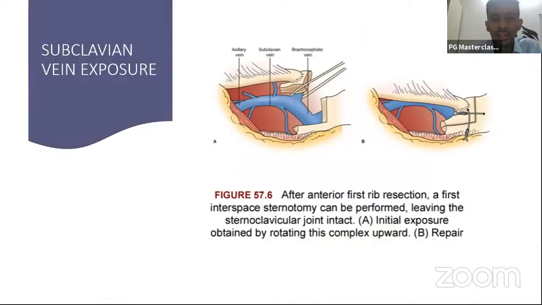The subclavian vessel exposure, as I had mentioned earlier and as sir also reiterated, is used more in cases of trauma when we want to gain access and control of the proximal part of the subclavian vessel and the brachiocephalic trunk.